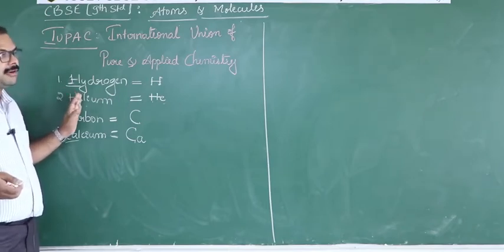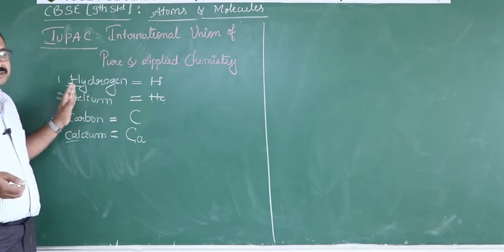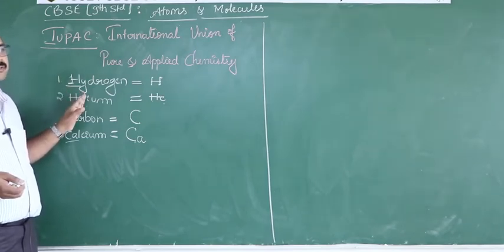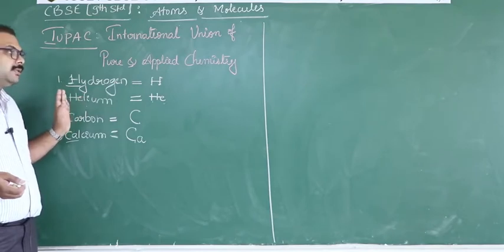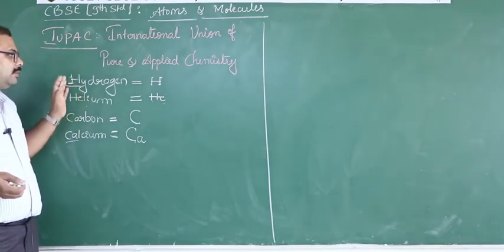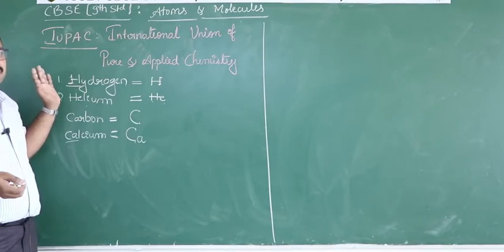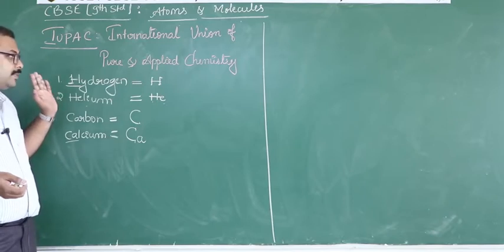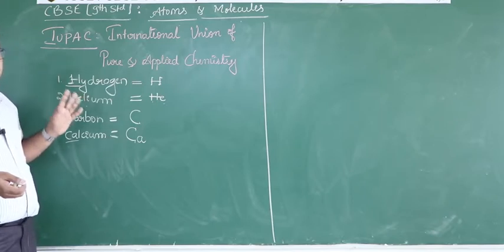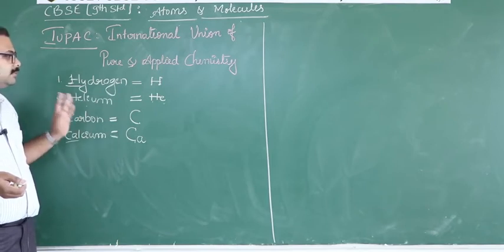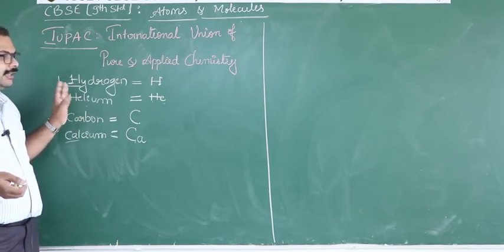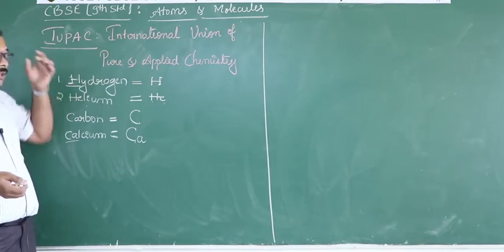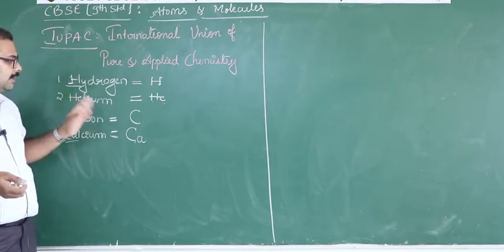Apart from this, some of the names of the elements are taken from the Latin word. So we will see that also. We'll see what the different symbols of the 1 to 20 elements are. In the periodic table there are 118 elements, and it is not possible to remember each and every element. So for 9th and 10th standard it is enough to remember 1 to 20. Okay, so now I am going to write the 1 to 20 elements along with the symbols.